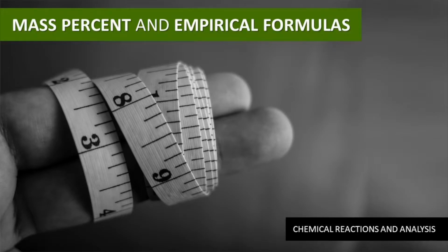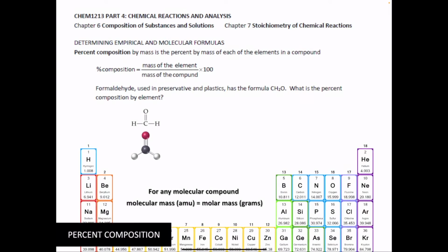Finally start doing some calculations as we look at chemical analyses. First thing we want to think about is percent composition. This is the mass of each of the elements in a compound as a percentage of the total mass. So it's given by this equation: the mass of an element divided by the total mass times 100 as a percentage.